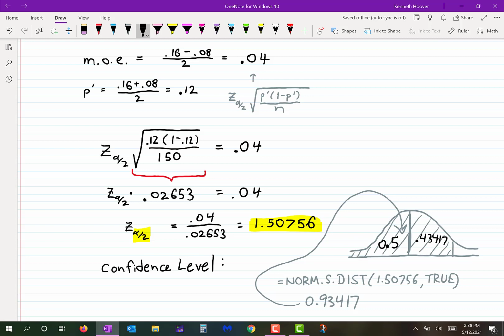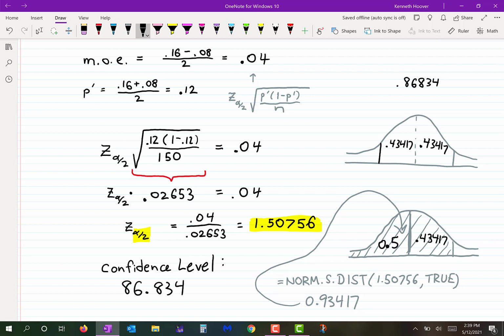So if I then reflect that to the left-hand side, because remember, our confidence interval goes from there. The confidence interval does not go all the way to the left-hand side of the picture. It stops here. So this is also 0.43417. And so our confidence level is 0.86834, so 86.834%. It's actually a little bit less than the 86.9 I got when I used the table in the book.